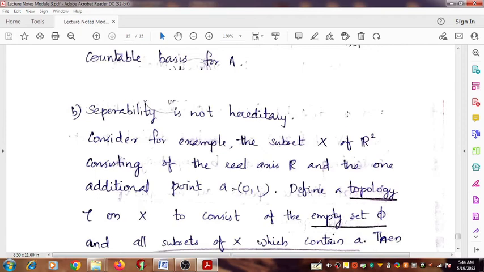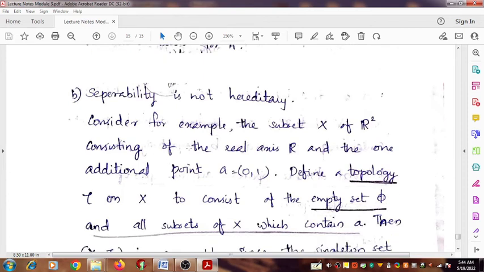In order to prove that separability is not a hereditary property, it is just a matter of giving an example of a topological space having this property. So as an example, consider the subset X of R2, the Euclidean two-dimensional space. We consider the X and Y axes, and the real axis, that is the X axis, is taken here.